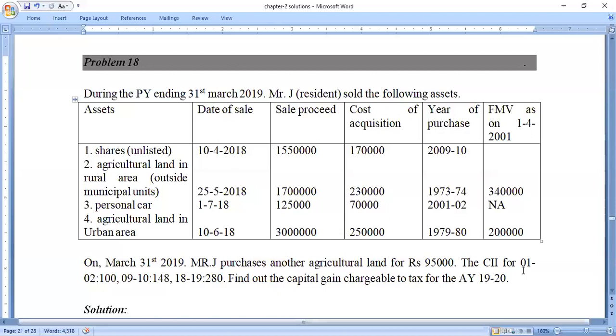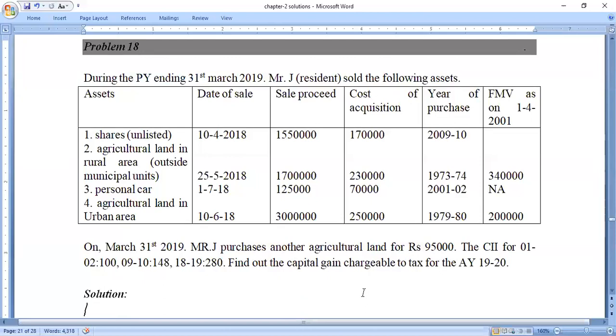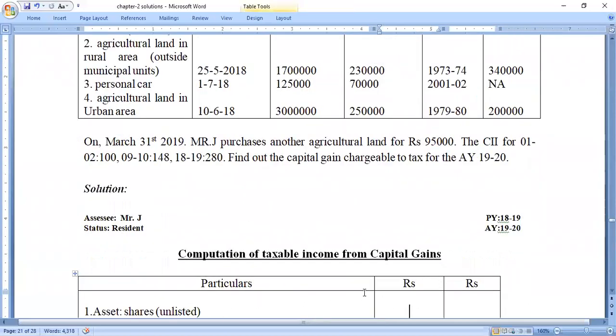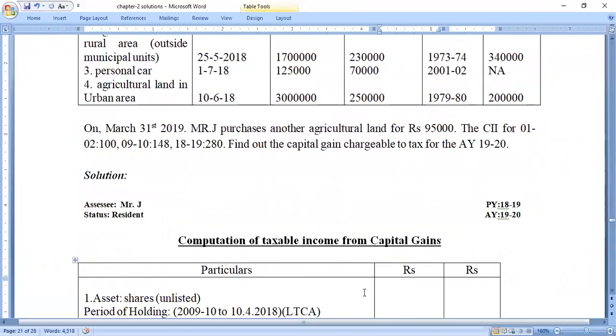Next, the CII of 2001-02 is 100, 2009-10 is 148, and 2018-19 is 280. Find out the capital gain chargeable to tax for the assessment year 2019-20. Next, read on the heading, calculation of taxable income from capital gain.